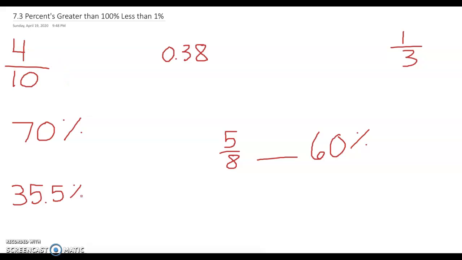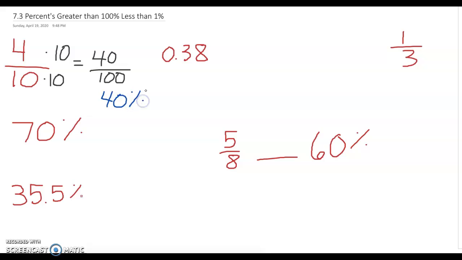So 4 over 10. Remember, we have to find the common denominator. We have to convert the denominator into 100. How do we get 10 into 100? Well, we multiply it by 10, just like last time when we talked about percents. You do the bottom and you do the top. Multiply across and that now gives you 40 over 100. 40 over 100 we will now convert into 40%. And there's our answer.